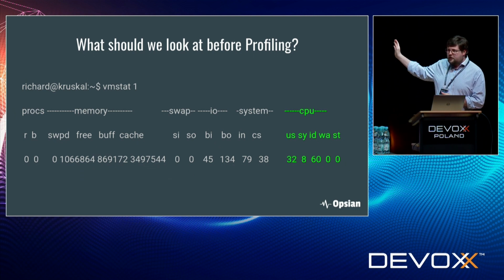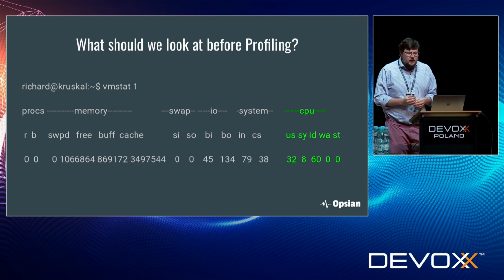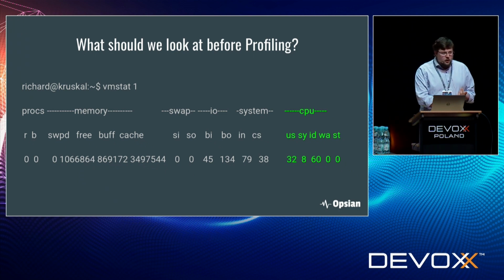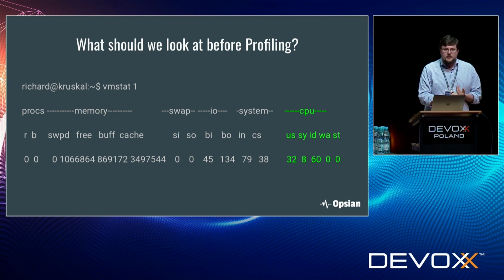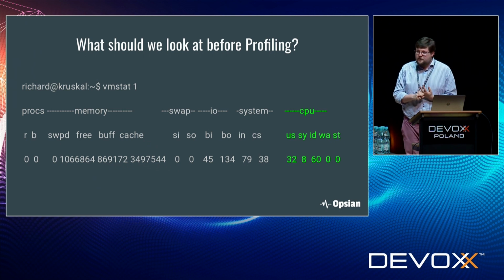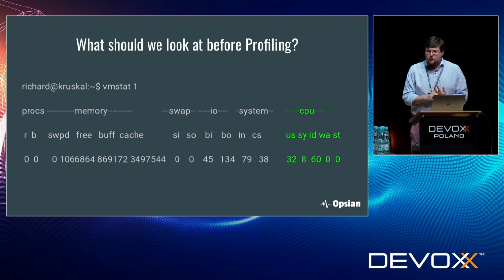Just take those 5 little metrics on the end. User time, that's the amount of time that is being spent in user space in your system. System time, that's the amount of CPU time that's being spent executing code in the kernel.